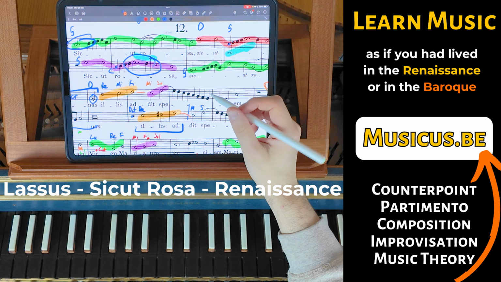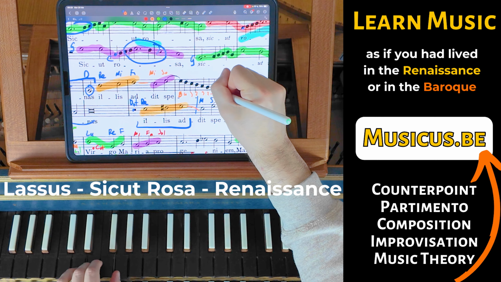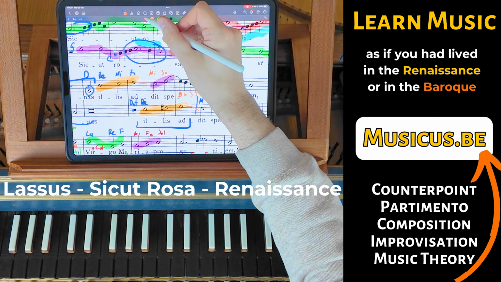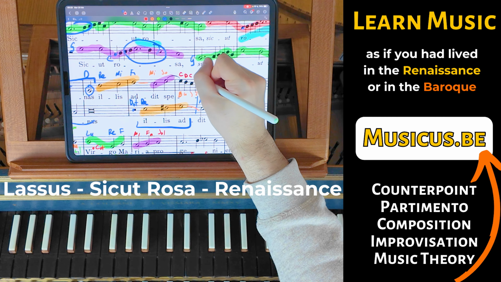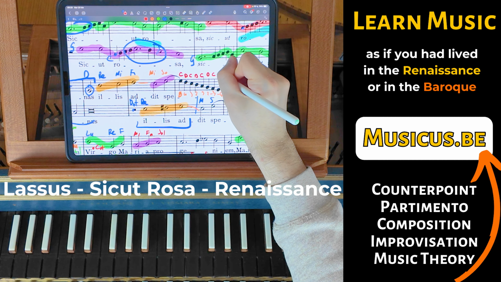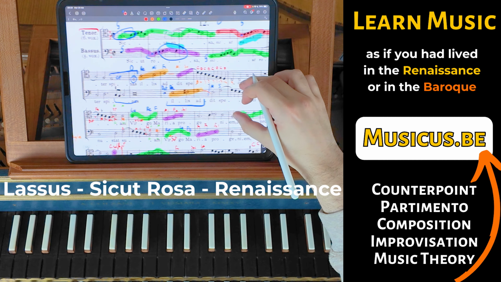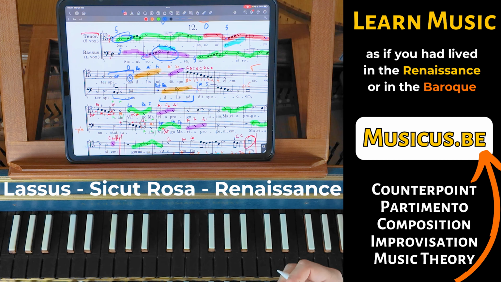We have 5 4, 3 2 3 2, 1 less 2, no, this less 3, yes, less 3 less 3 less 4 5. So as you can see, consonant dissonant, consonant dissonant, consonant dissonant, consonant dissonant. This is another element to analyze, to learn, and then to apply in counterpoint.